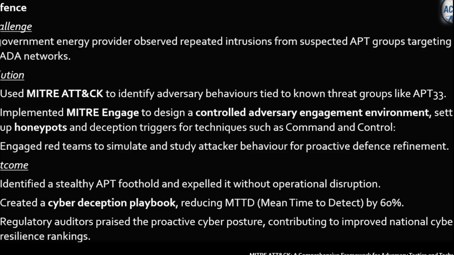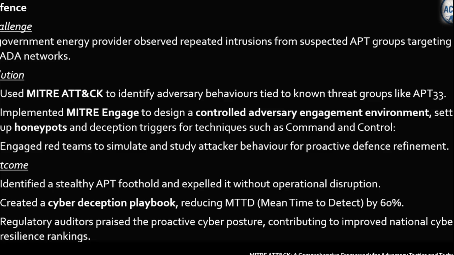The next case study is about a government energy provider. They suspected there were groups targeting their SCADA network, and intrusions were observed. So they used MITRE ATT&CK to identify the behavior, which is the hallmark of MITRE ATT&CK. They identified known groups like APT33.